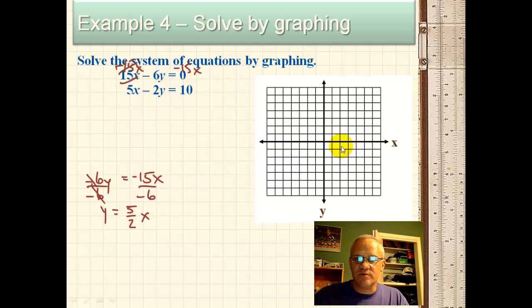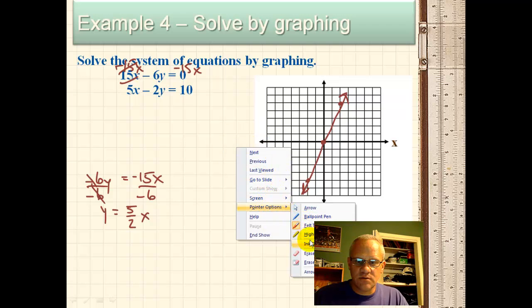Where do we begin when we graph this? We begin at 0 because there's no number out here for b. So begin at 0. And we go up 1, 2, 3, 4, 5, 1, 2 over. And down 1, 2, 3, 4, 5, 1, 2 to the left. Getting better at the lines. All right, that's our first one. Change colors.